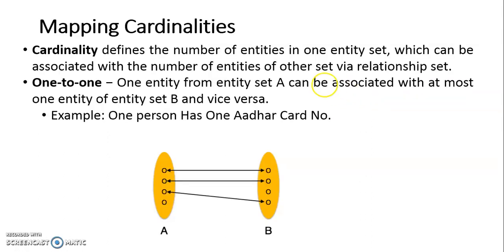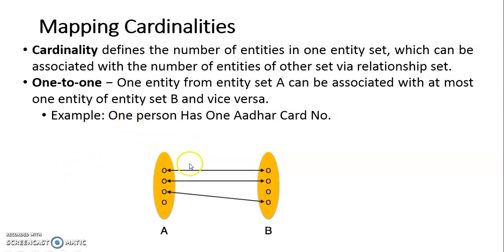Now how will you map those entities? Okay, so there are mapping cardinalities. Cardinality is nothing but the number of entities in one particular set which are associated with the number of entities in another set. Okay, so there are different types of cardinalities. 1-to-1 means a single entity from set A is associated with only a single entity in set B.